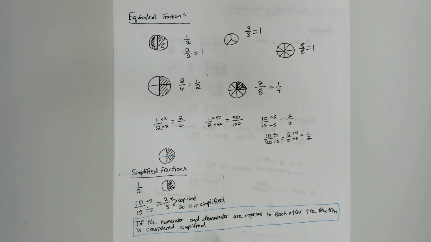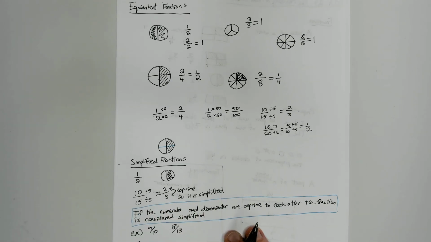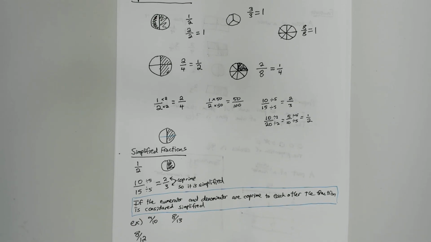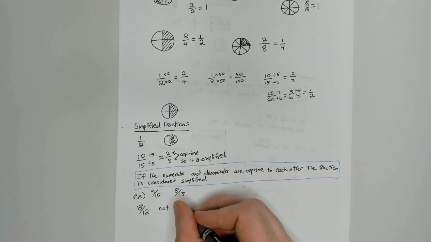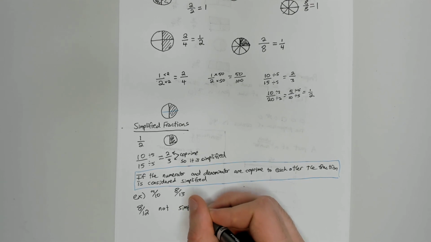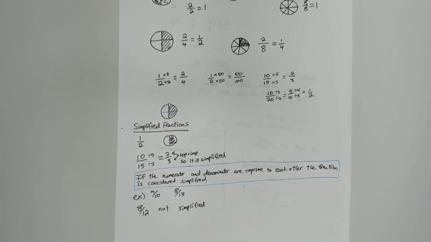Alright, so if the numerator and denominator are coprime to each other, for example, 2 is coprime to 3 or 1 is coprime to 2, the fraction is considered simplified. So for example, 9/10, that's simplified because 9 and 10 are coprime to each other. 8/13, that's simplified because 8 and 13 are coprime to each other. 8/12, however, is not simplified because 8 and 12 are not coprime with each other, right? They have a common factor of at least 2. They also have one of 4, right? 4 goes into both of them.